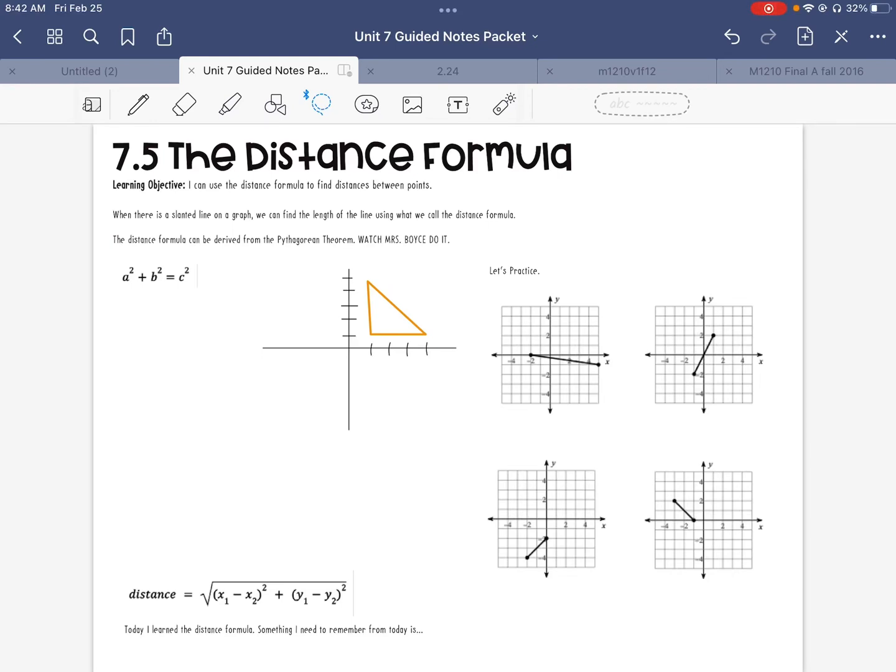This is the lesson for 7.5 on the distance formula. As always, we'll start with our learning objective. I can use the distance formula to find distances between points.